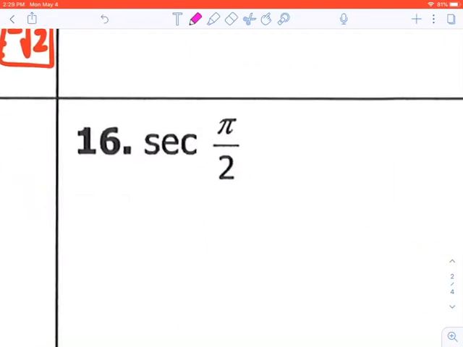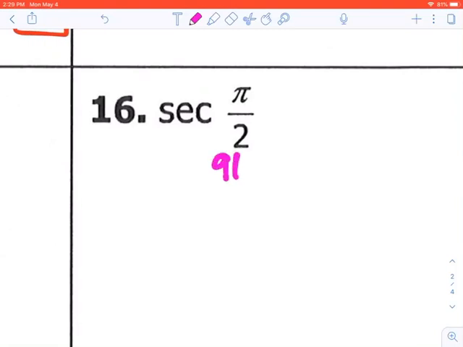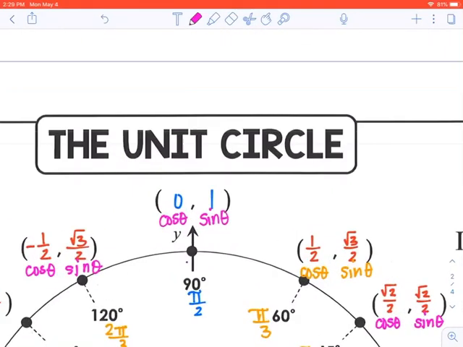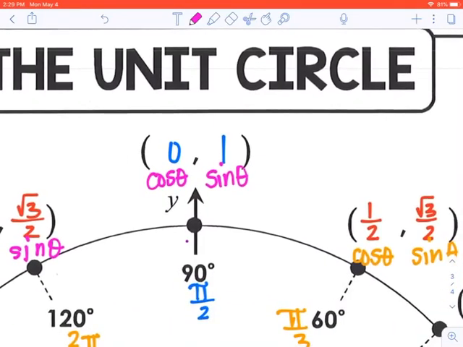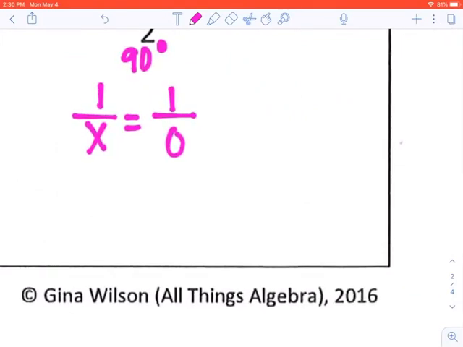And then the last one, secant pi over 2. So pi over 2 is your 90-degree angle. And secant is going to be 1 divided by x because it's the reciprocal of cosine. So on that 90-degree angle, it's 1 over my x, which is 0 for 90 degrees. If I look here, here's my 90-degree angle, pi over 2. My x is 0. So I have 1 over 0. Please be aware that this is an undefined answer. So sometimes you will get undefined.